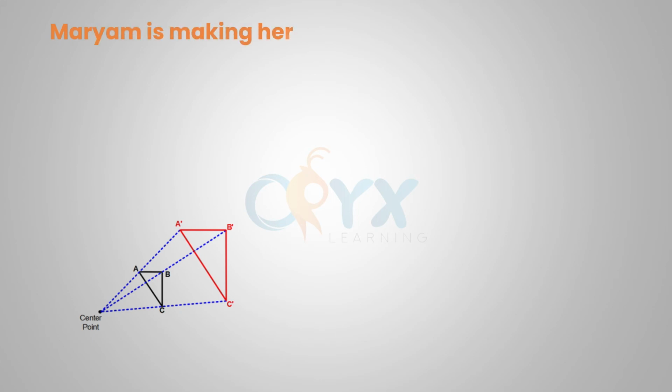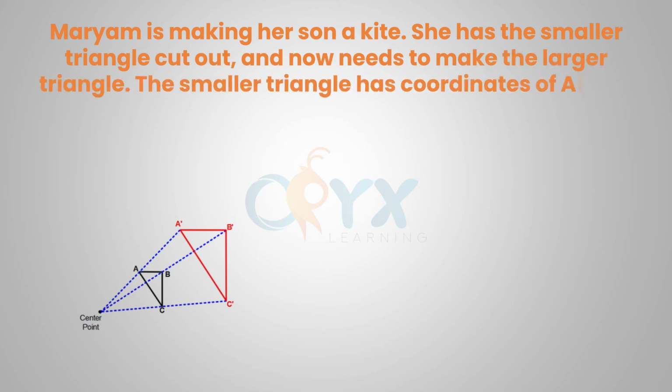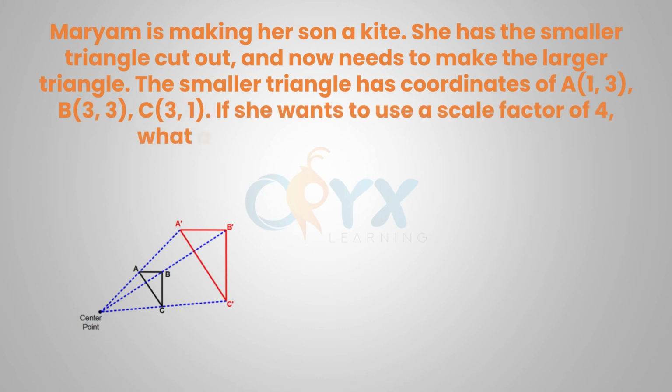Miriam is making her son a kite. She has the smaller triangle cut out and now needs to make the larger triangle. The smaller triangle has coordinates of A (1, 3), B (3, 3), and C (3, 1). If she wants to use a scale factor of 4, what are the coordinates of A prime, B prime, C prime?